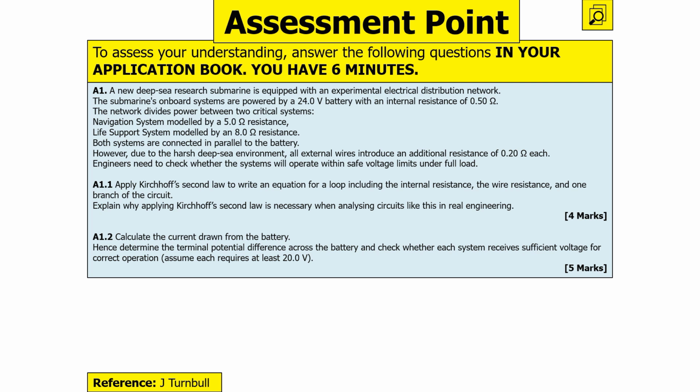Engineers need to check whether the systems will operate within safe voltage limits under full load. So apply Kirchhoff's second law to write the equation for a loop, including the internal resistance, the wire resistance, and one branch of the circuit. Now explain why applying Kirchhoff's second law is necessary when analysing circuits like this in engineering. Then calculate the current drawn from the battery. Hence determine the terminal potential difference across the battery and check whether each system receives sufficient voltage for correct operation. Assume each one requires at least 20 volts. So pause the video now, then unpause the video when you want to go through your answer.